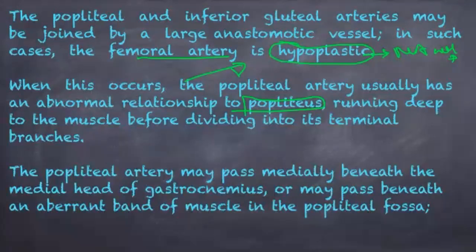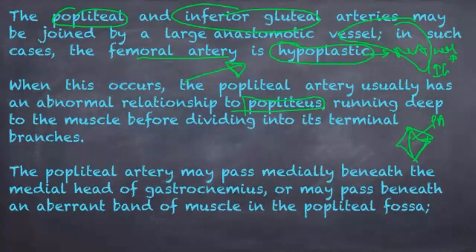So if the femoral artery is hypoplastic, that means there is an anastomosis between the popliteal artery and the inferior gluteal artery. This is in the hip region, and this is in the popliteal region. If they anastomose, the femoral artery is usually hypoplastic, and in that case the popliteal artery runs deep to the popliteus muscle, and then it divides into the anterior and posterior tibial arteries.